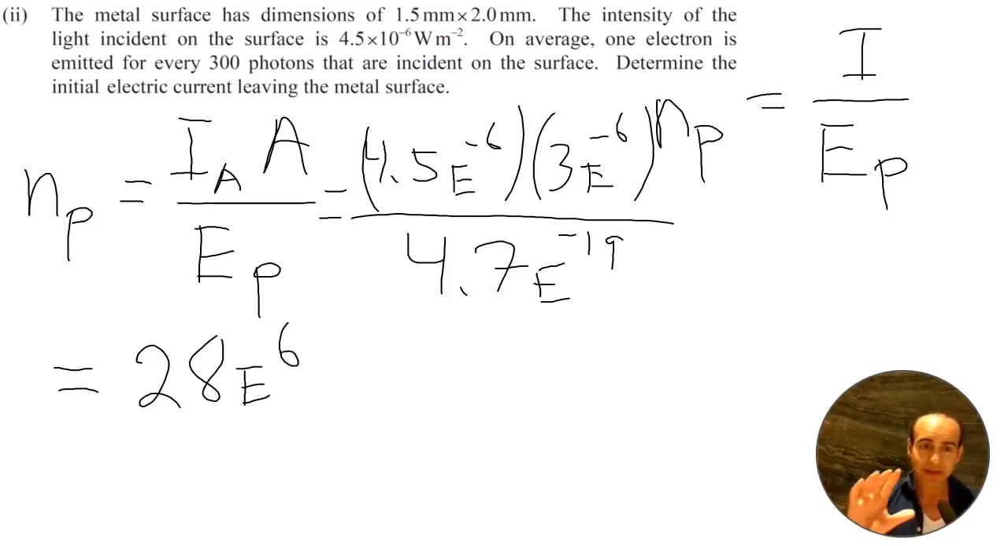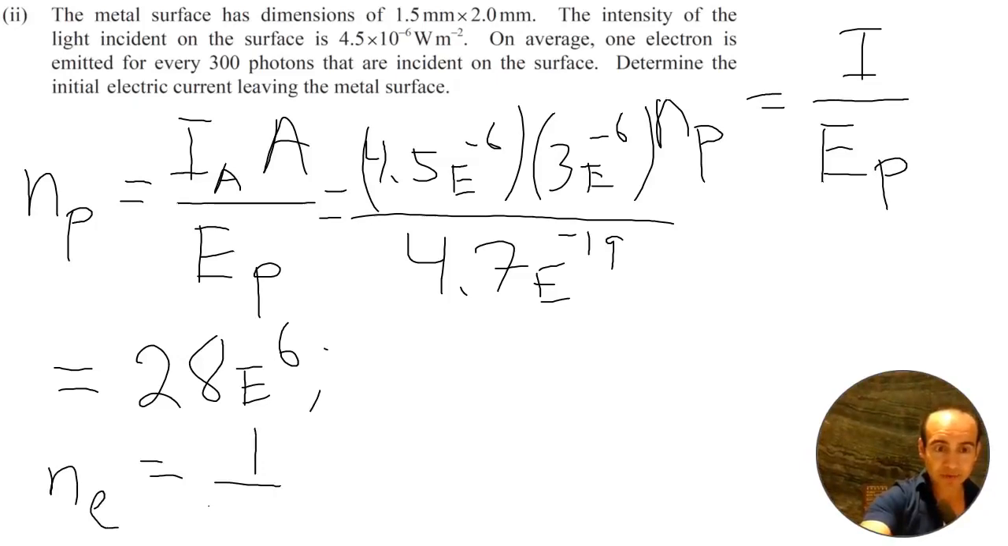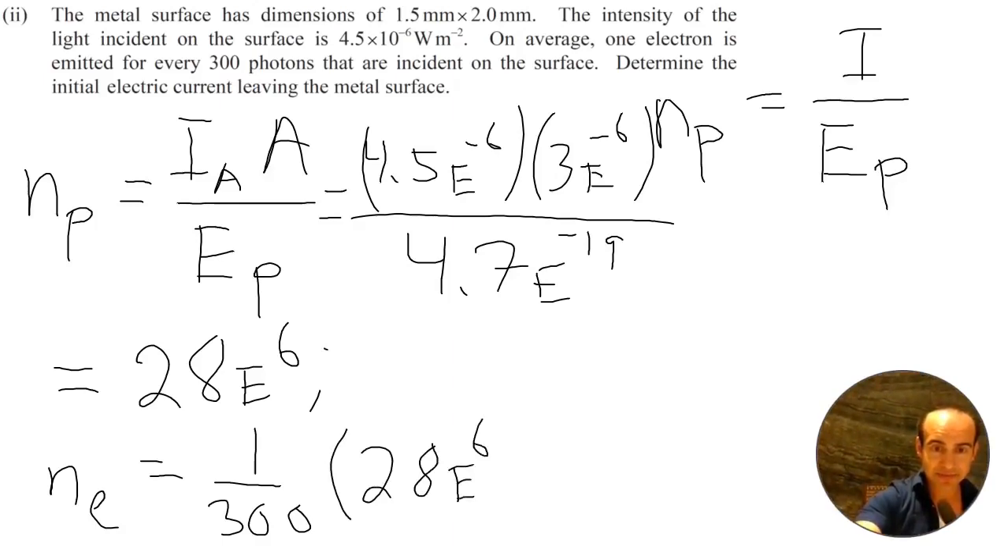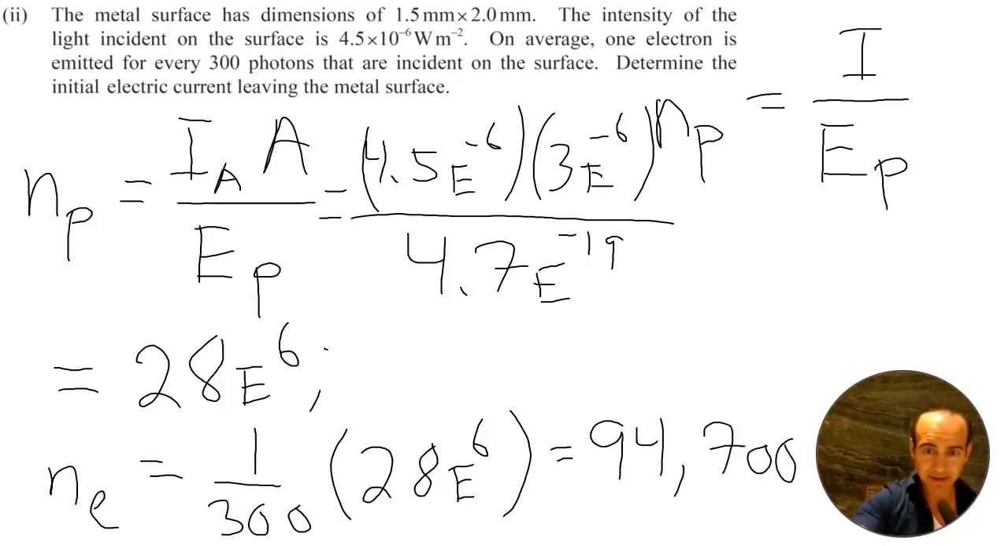Pretty crazy, okay? Now, be aware that we do want the number of electrons, okay? So how can we put this? We can say number of electrons must equal 1 over 300 times the number of photons, which is what we had already on the previous slide. So we can plug that right in here, 28 e to the 6th, okay? And if you plug that into our calculators, we're going to get a more modest 94,700 electrons leaving the surface of this metal every second. Okay, so we're getting closer.